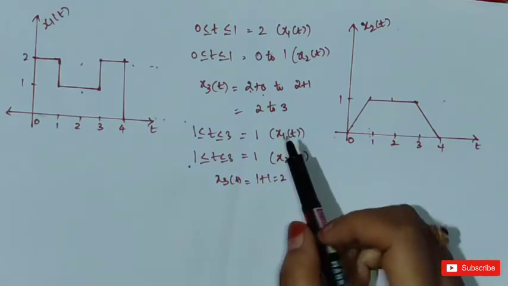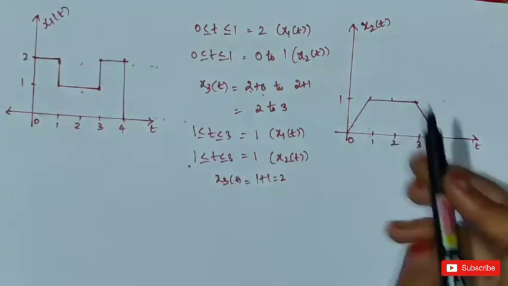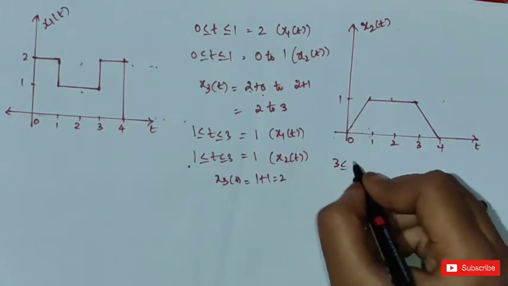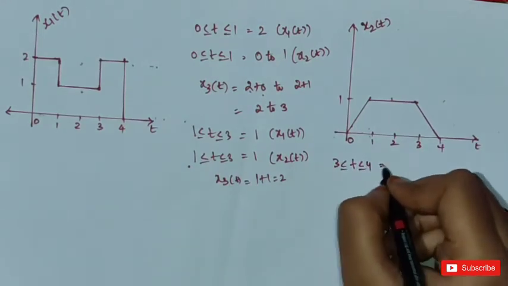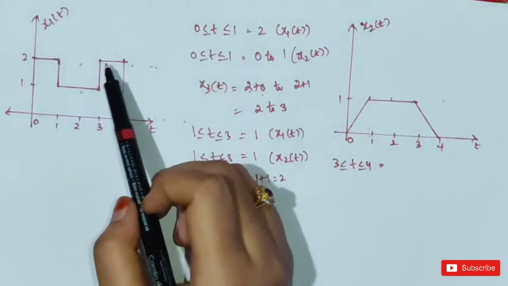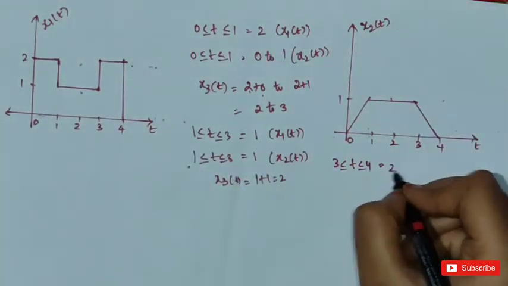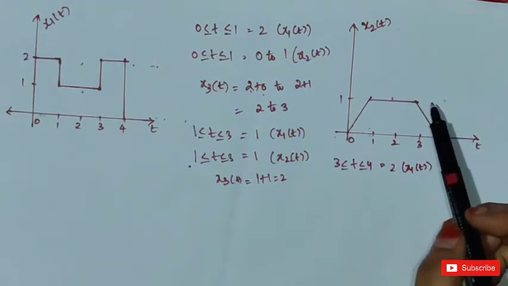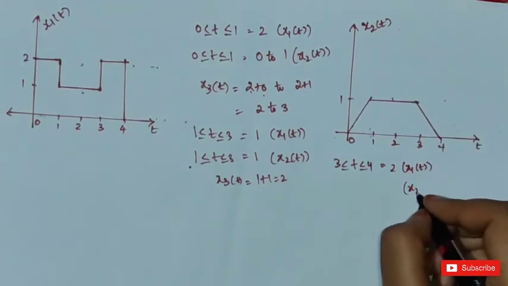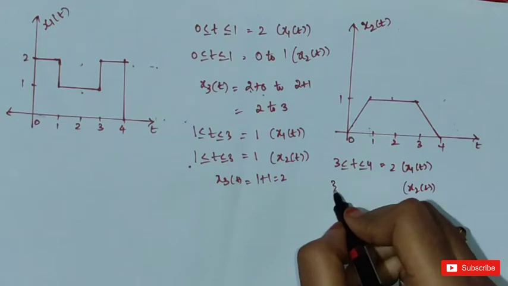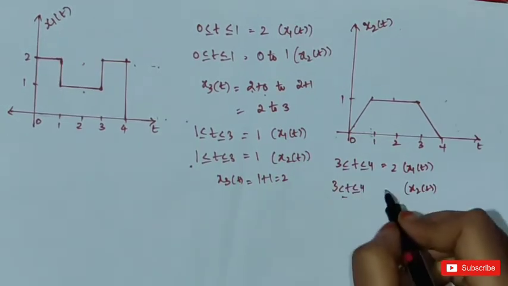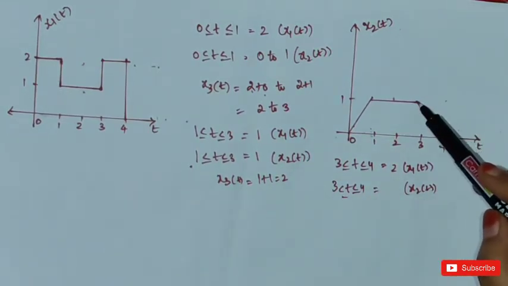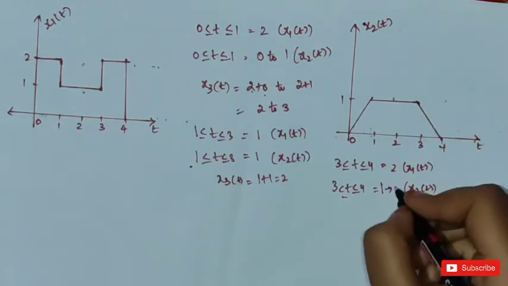Now, we have to see the interval 3 to 4. In between the interval 3 to 4, what is the value of x1 of t? 2. It is a constant value. Again, if you see the signal x2 of t, what is the value in between the interval 3 to 4? It is falling from 1 to 0. At 3 it is 1. At 4 it is 0. So it is decreasing from 1 to 0.